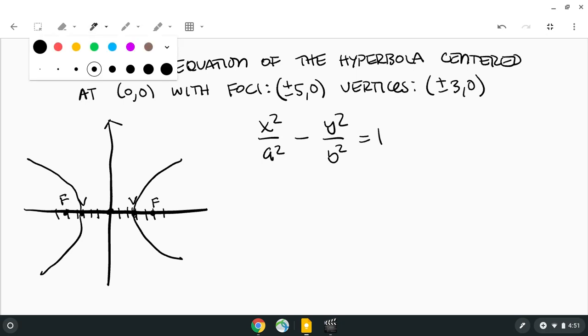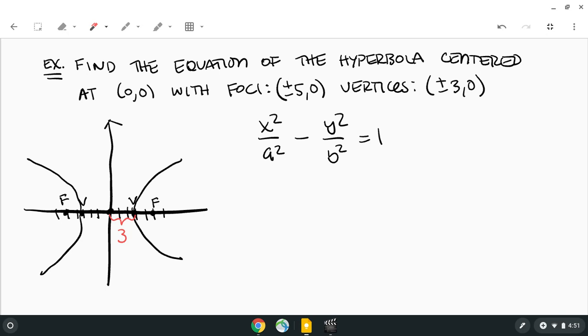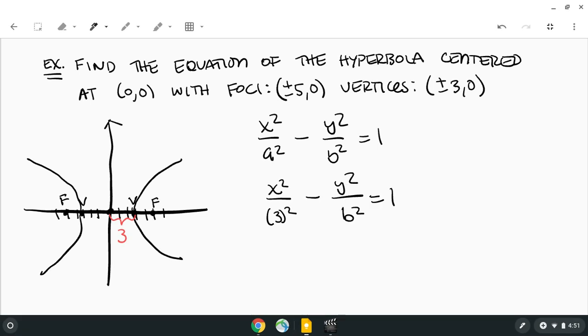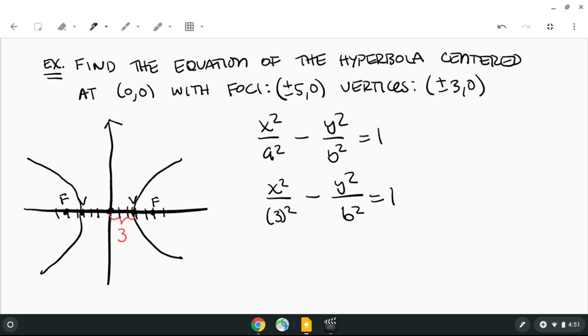This distance from the center, right? So this distance here is 3, okay? So 3 squared, okay, so here, let me write this. 3 squared is 9. Okay, so we have x squared, and we know that distance is 3. And then this one, we don't know. So we don't know b squared.